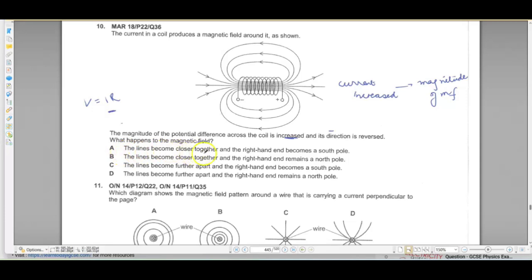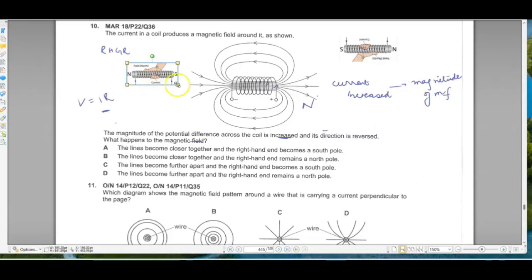A, the lines become closer together and the right hand end becomes the south pole. Yes, this is true, because if you apply the right hand grip rule for a solenoid, and you know the direction of the current is this way, the curling of the fingers is towards us and the north pole is towards this side. Our thumb, you can see over here that the current was like this, so the curling of the fingers was like this and the north was pointing over here.